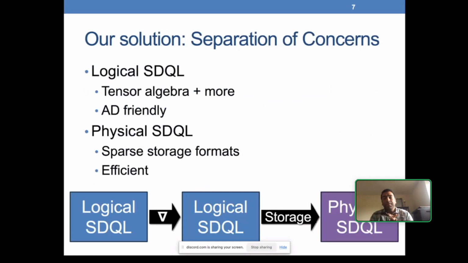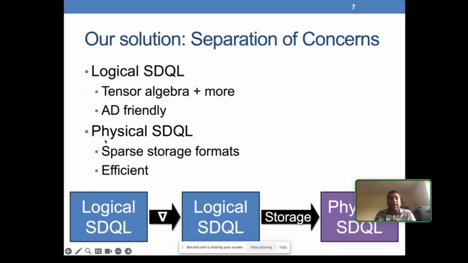And our solution is basically to separate the concerns. So we are introducing a 2-level DSL where the logical level is expressive enough to capture tensor algebra and more operations for control flow and user-defined functions. Nevertheless, we can also perform automatic differentiation on top of it. Then we have a lower-level language, which we call the physical variant of our DSL, which can capture different sparse data layouts and storage formats, and also express algorithms that require, for example, co-iteration, in order to implement computationally efficient algorithms.